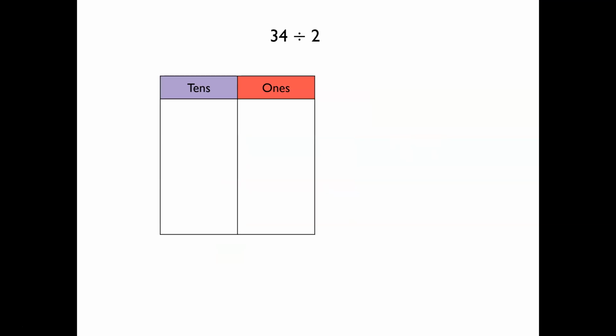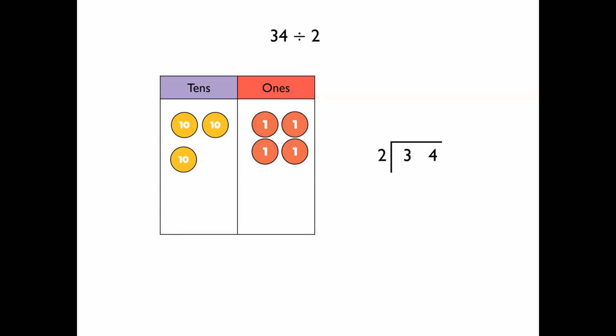Let's do the same to answer this question. 34 divided by 2. We write the formal method and place our counters onto the place value grid. Again, we are dividing, so let's begin with the greatest place value column. The tens. How many groups of 2 tens can be made from 3 tens? 1. This calculation is different from the earlier ones we looked at because look, we have a remaining 10. In this case, we write 1 above the 3 in the written method. This shows that we can make 1 group of 2 tens.